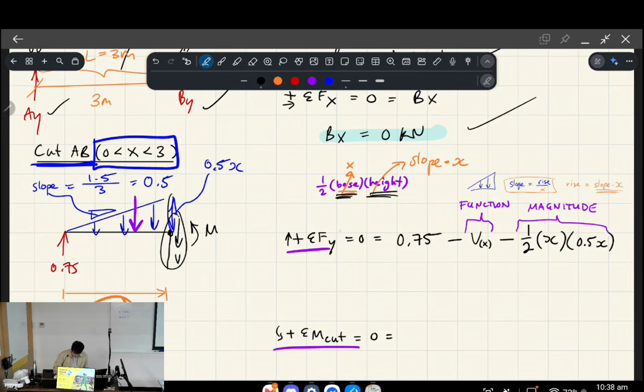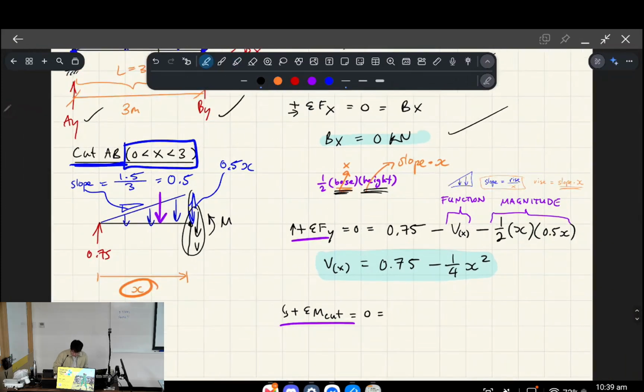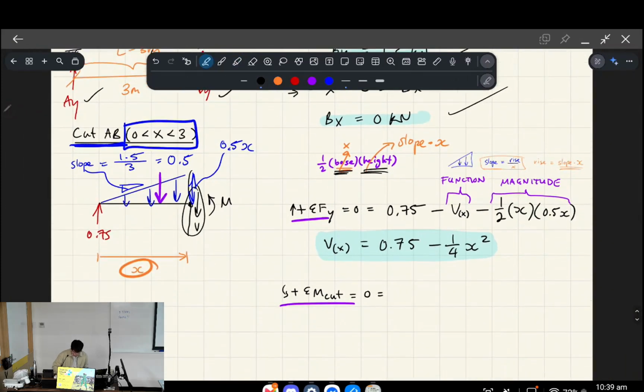So if we rearrange this for the function, we go, V as a function of x is equal to 0.75 minus, and if we simplify this, we get 1/4 x squared. So this is basically our expression, which is going to help us graph the shear force diagram.